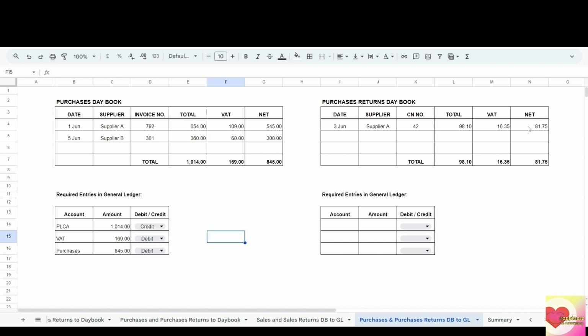Now let's move on to the purchases returns. Let's do the same thing as we did to the purchases. First, let's determine the account. The total of our total or gross column would go to PLCA. Next, the VAT would go to VAT account. Next, the net goes to purchases returns account. Then let's transfer the amounts.